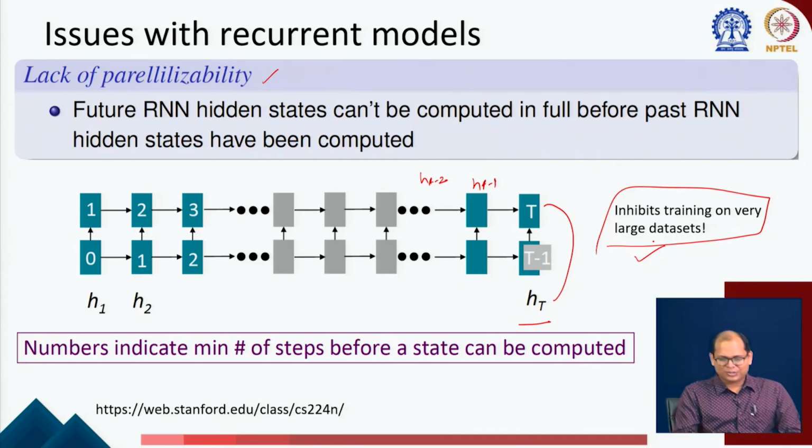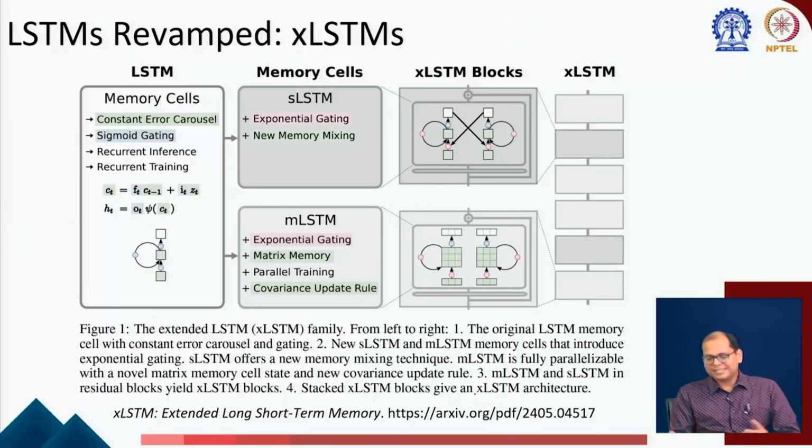Is there some other way in which I can do this computation so that it can be parallelized? That becomes another intuition, and we will see that next week. Next week, we will see architectures like transformers that can help us solve these problems. People have recently even tried to get better LSTMs by taking insights from transformers and other models.